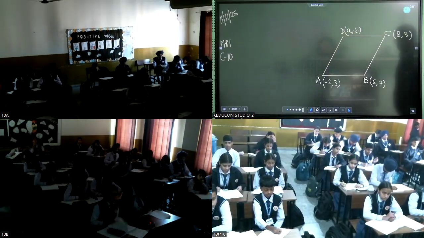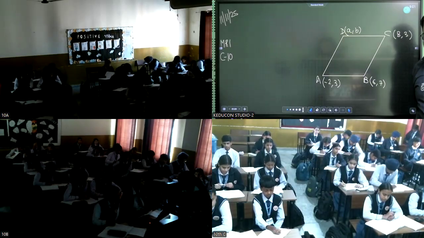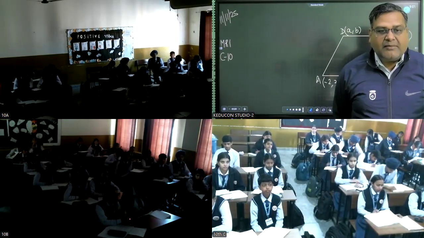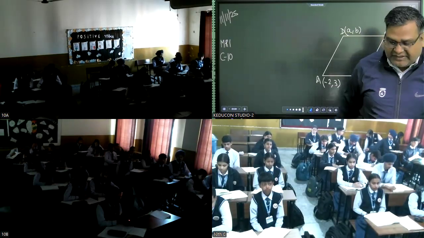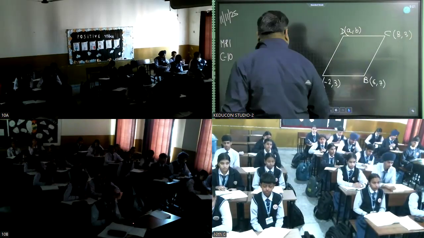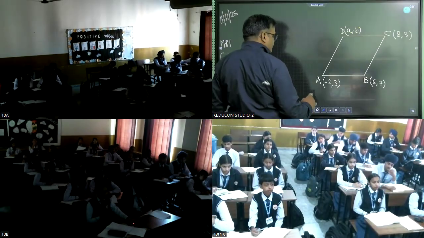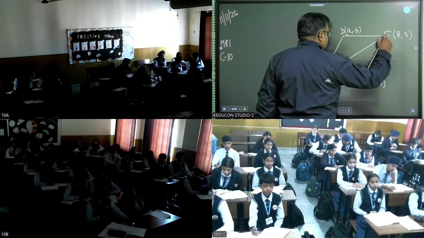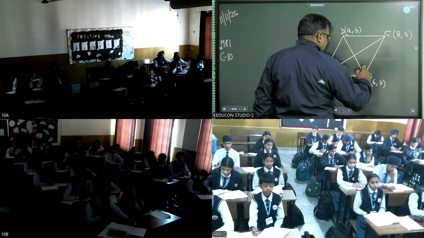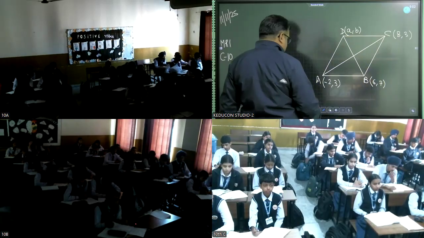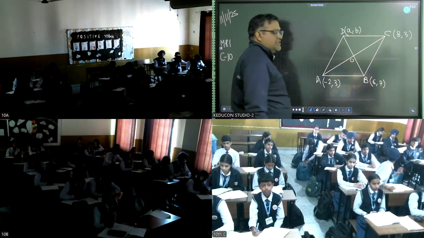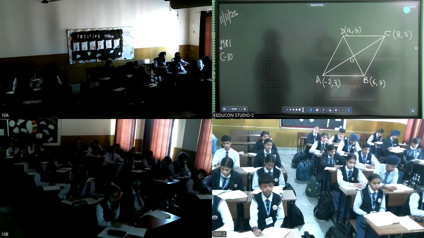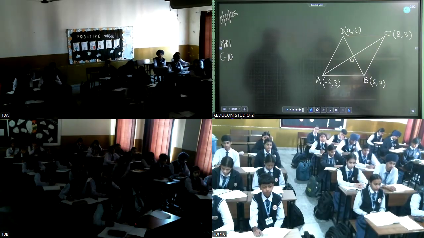Very simple question. Students, we know that diagonals of a parallelogram bisect each other. What is the meaning of bisect? What is the meaning of bisect, bachcho? Two equal ratio. Let these be the diagonals, right? Now these diagonals, what does this mean? O is the midpoint of AC as well as BD. Now what we can do, can we find out the coordinate of O from AC?